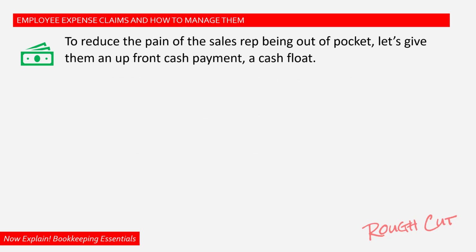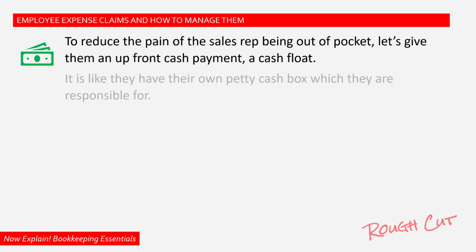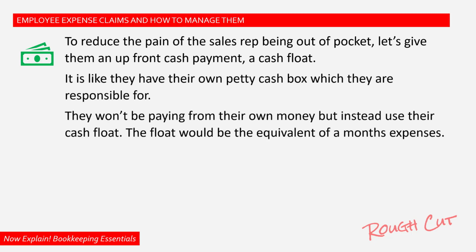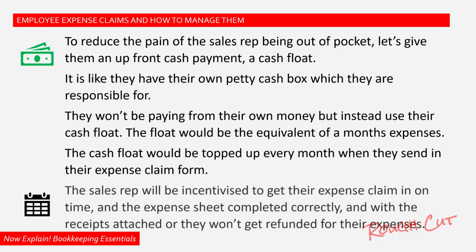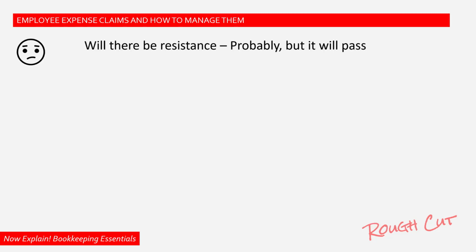To reduce the pain of the sales rep being out of pocket, let's give them an upfront cash payment, a cash float. It is like they have their own petty cash box, which they are responsible for. They won't be paying from their own money, but instead use their cash float. The float would be the equivalent of a month's expenses. The cash float would be topped up every month when they send in their expense claim form. The sales rep will be incentivized to get their expense claim in on time and the expense sheet completed correctly and with the receipts attached, or they won't get refunded for their expenses.